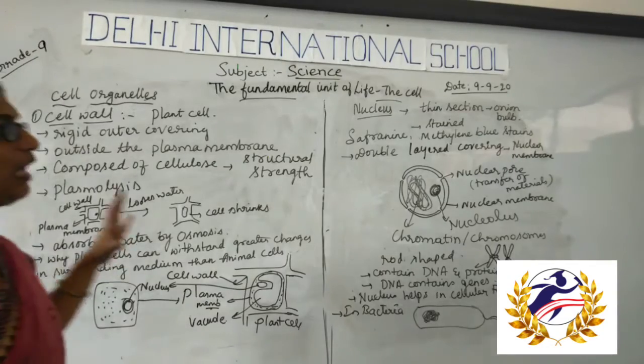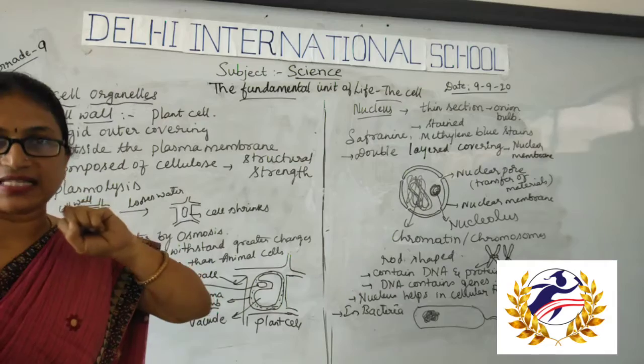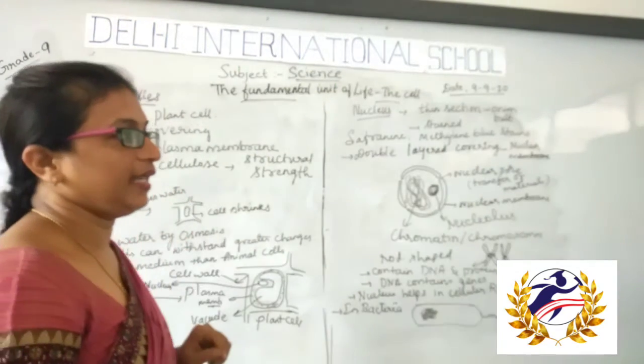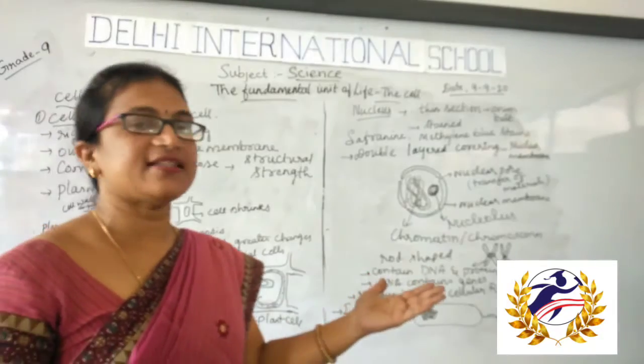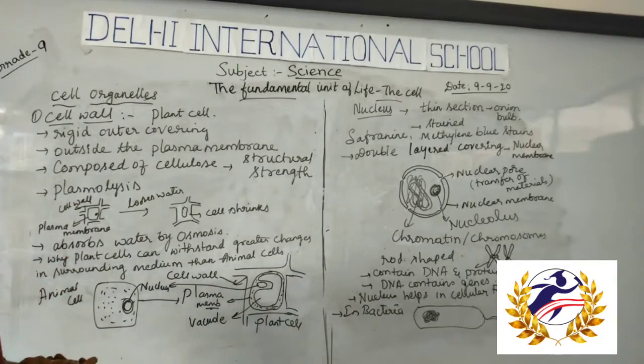Now we will see, one by one, the cell organelles, the contents of the cell. What are the cell organelles present in the cell? And what is the difference between the plant cell and the animal cell?